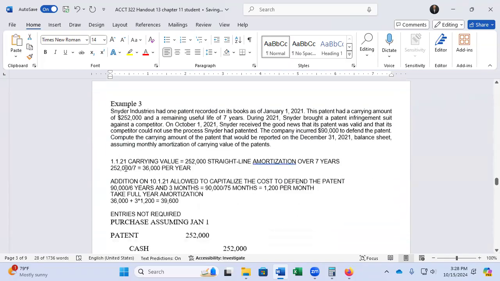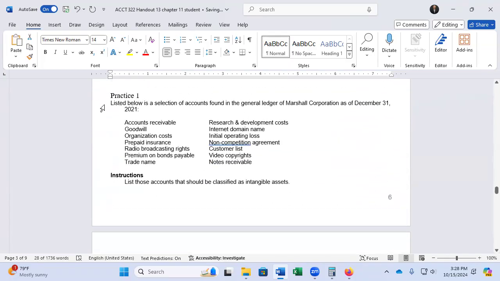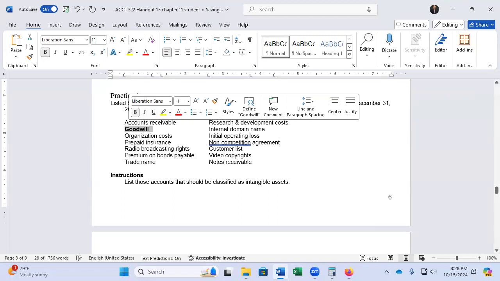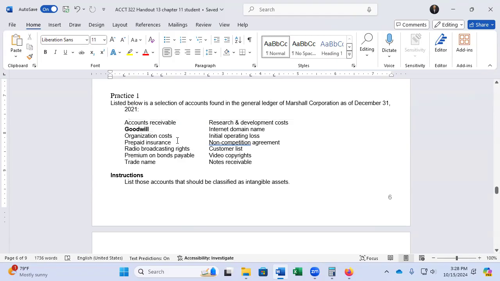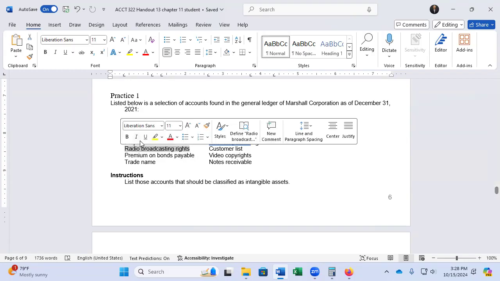Okay, so, section of accounts found in the general ledger, Marshall Corporation. This should be hopefully easy for you. Accounts receivable, right? Not intangible. Goodwill, intangible. Organization costs are not intangible. Prepaid insurance, not intangible. Radio broadcasting rights is intangible.